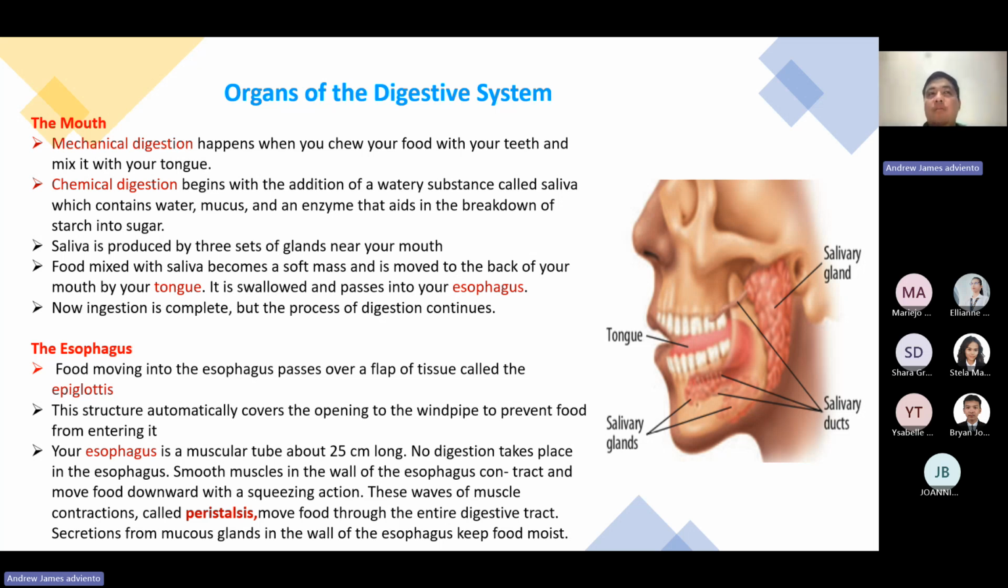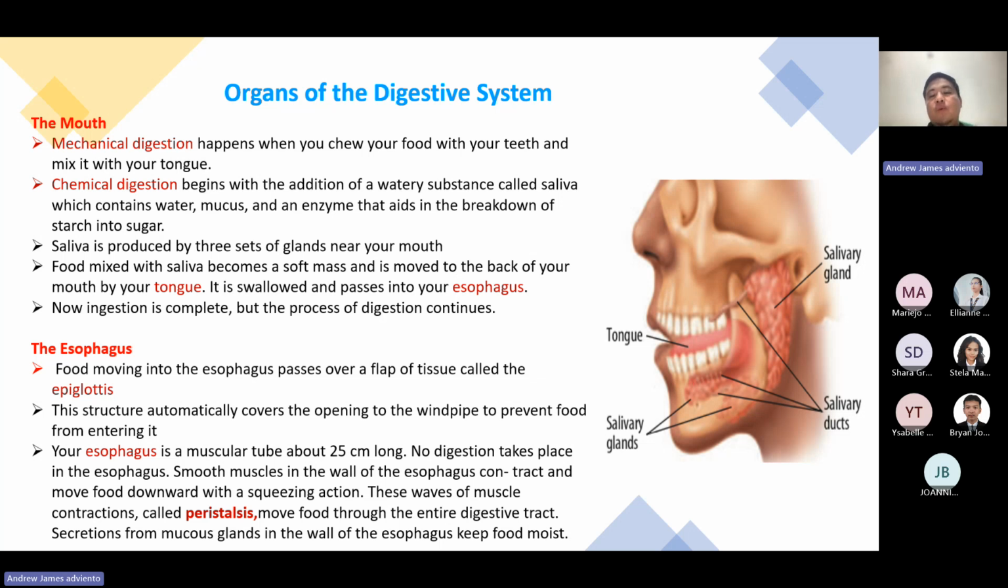Because our mouth contains an enzyme called alpha amylase. So this is the kind of enzyme that digests or breaks down glucose. So sa bibig pa lang natin, nadadigest na ang mga kanin at mga other carbohydrates. And then it will continue to digest in our small intestine.